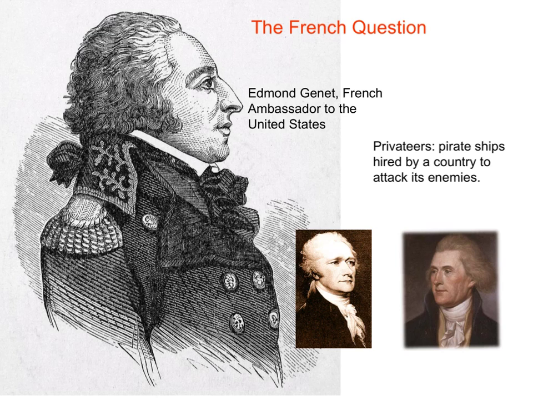So President Washington then has to deal with this French question. You know, how do we deal with the French now? So this guy here on the left, Edmond Genet, is the French ambassador to the United States, has been doing something that really upsets Washington.